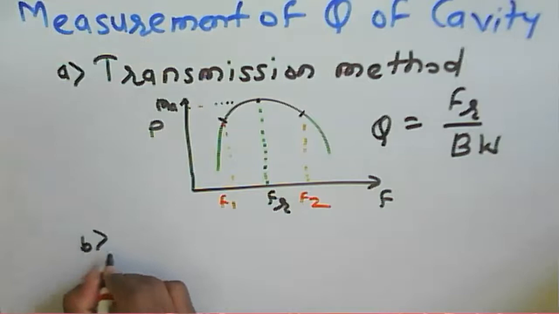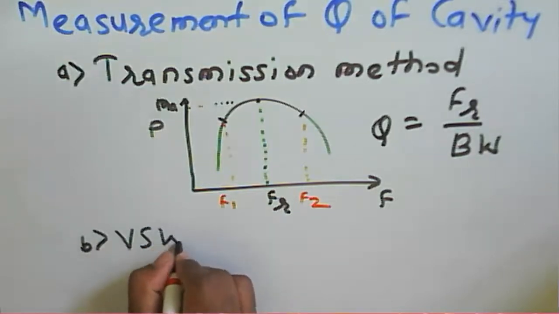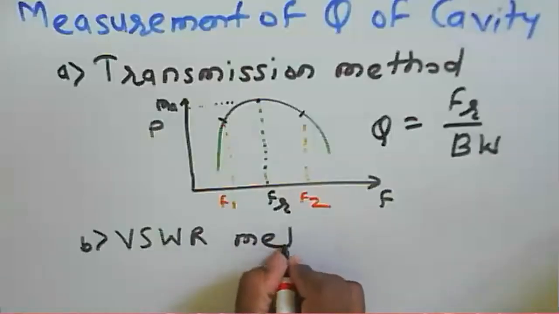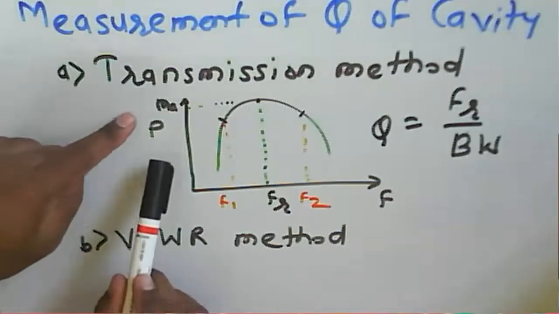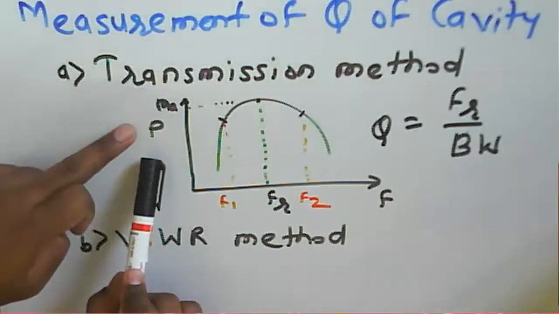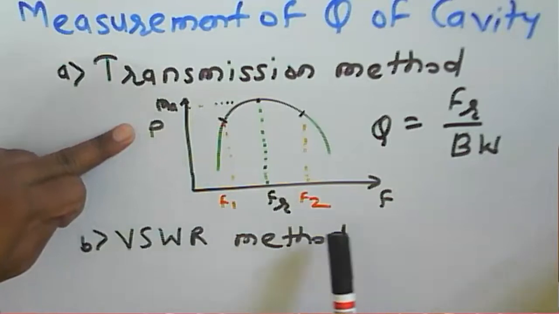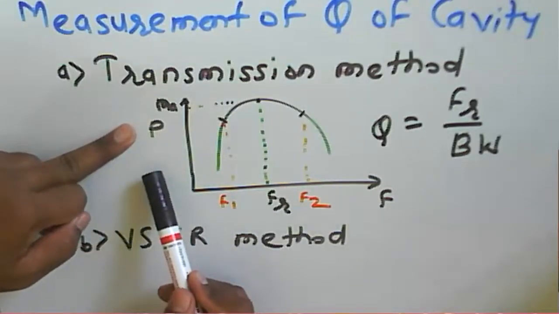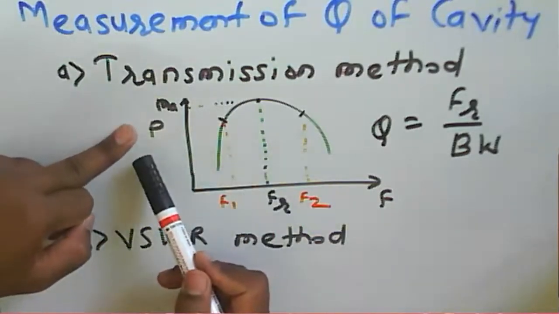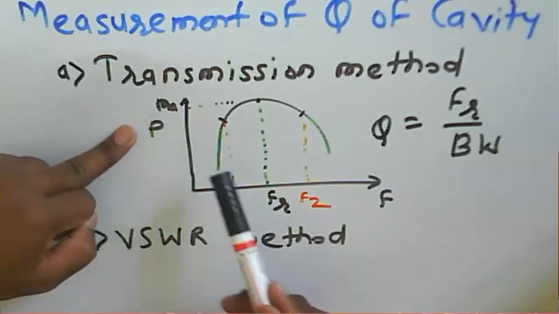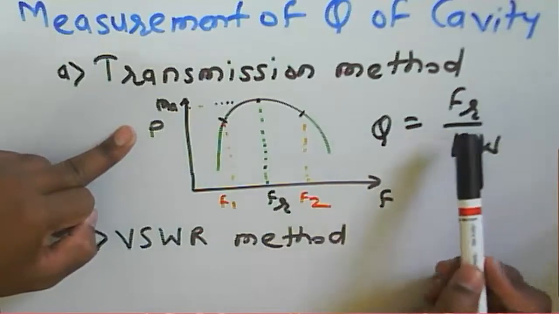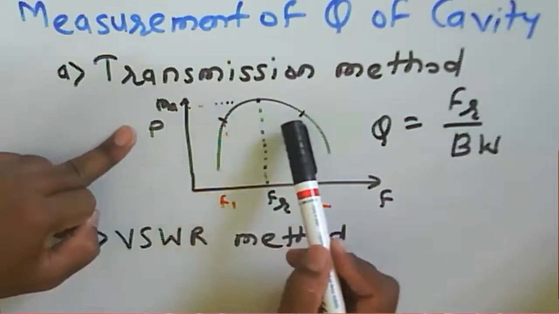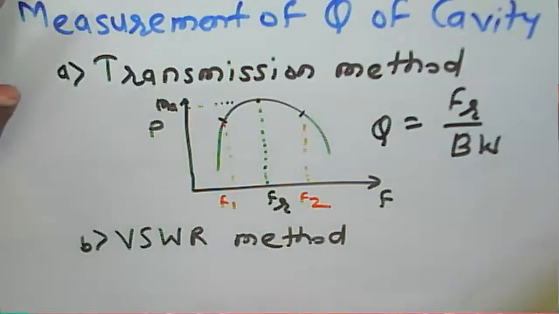Then the second method is the VSWR method. The same setup is there. The slotted section is earlier connected to the power meter, and then we need to vary the frequency of the signal and measure the power. At the resonating frequency, we get the maximum power, and then from the maximum power we calculate the Q of a cavity. So here Q is nothing but the resonating frequency and bandwidth, where these are the two half power points. Next about the VSWR.